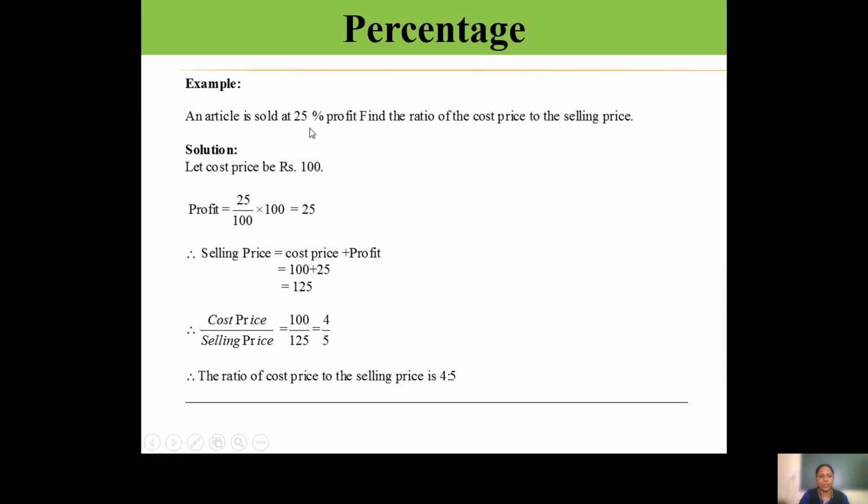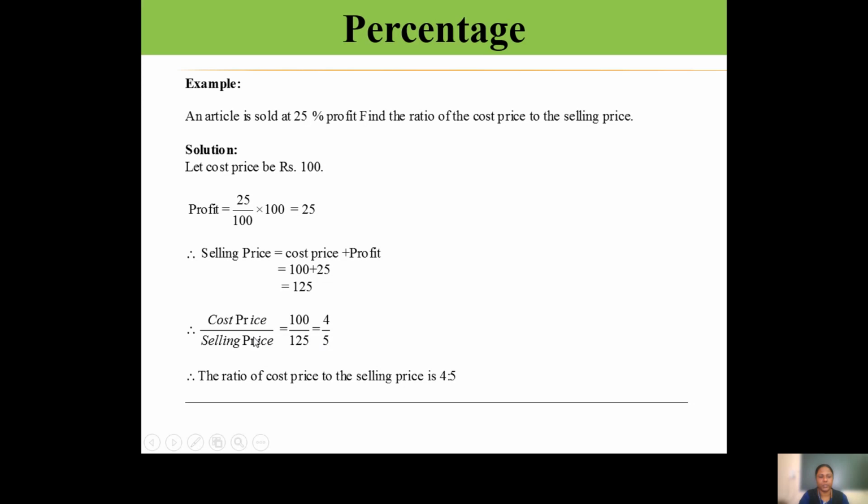Next is: an article is sold at 25% profit. Find the ratio of the cost price to the selling price. Let the cost price be 100. It is sold at 25% profit, so 25 upon 100 into 100, that is, the profit is 25 rupees. And how can we find the selling price? Selling price is cost price plus profit. Here cost price is 100 and profit is 25, so the selling price is 125.